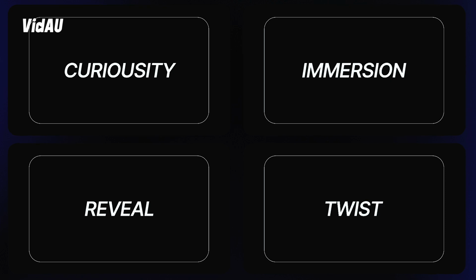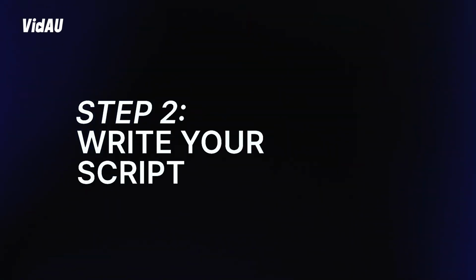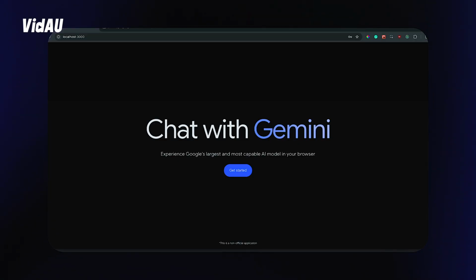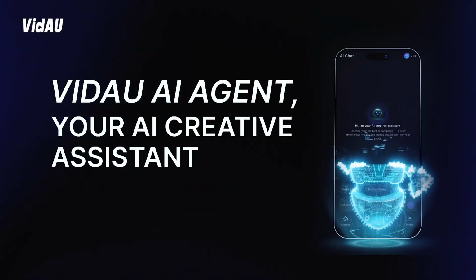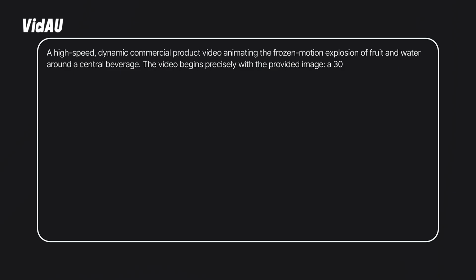Get that right, and everything after this gets so much easier. Okay, once your story's mapped out, it's time to actually write it. Already got the idea clear in your head? Great. Take it straight to ChatGPT, Gemini, Grok, or the VidAU AI agent, and ask it to turn that idea into a full AI UGC script.